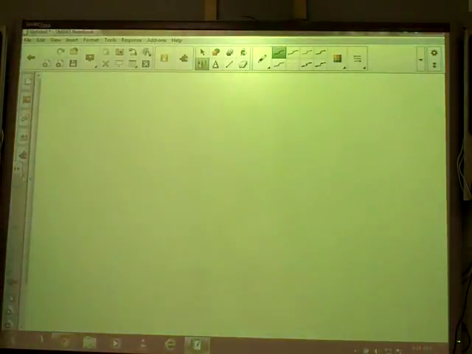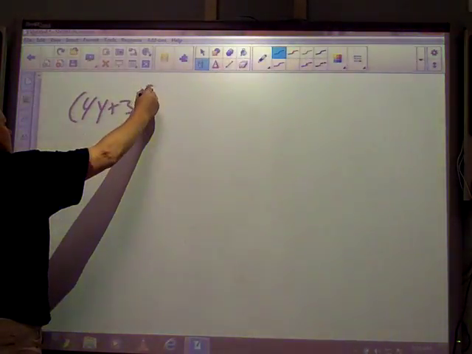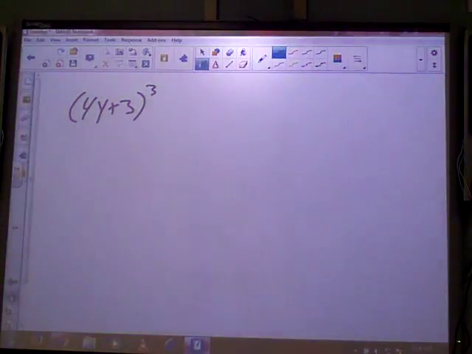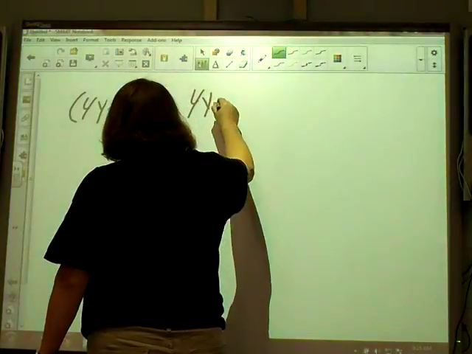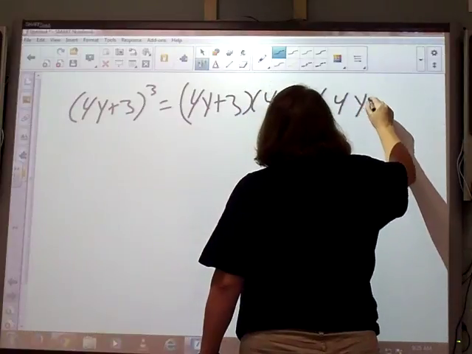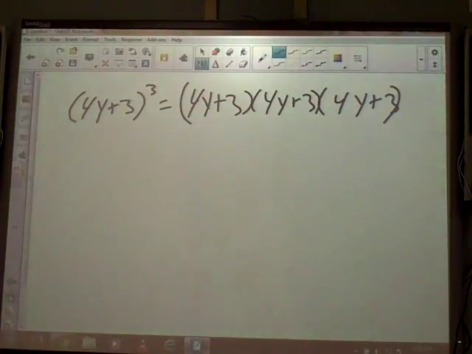How about 4y plus 3 to the third power? Let's do this one. You just distribute that 3 to the... No, you don't. Help him out. Put it right out. Good. This is the same as 4y plus 3, 4y plus 3, and 4y plus 3. It was to the third power, so we had to write it out 3 times. Let me write that down. Okay, now what do you think we're going to do to start multiplying this? Just do the first two.